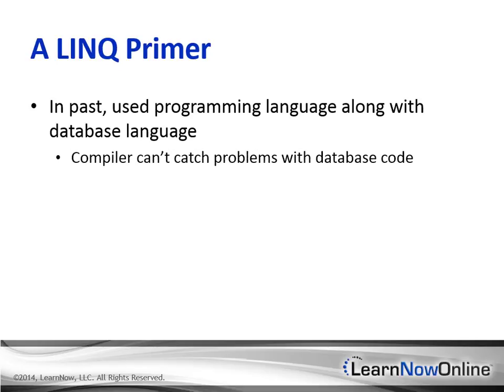The result is that at compile time, the language compiler has no information about your data and may compile the application, but the application may not run because of problems with the data access code. You could have an invalid connection string, an incorrect assumption about the relations between tables, or myriad other problems that the compiler can't catch. And the situation forces the developer to learn both the programming language and the database language, which is usually SQL.